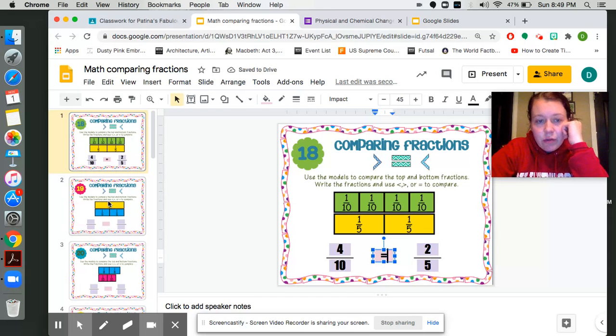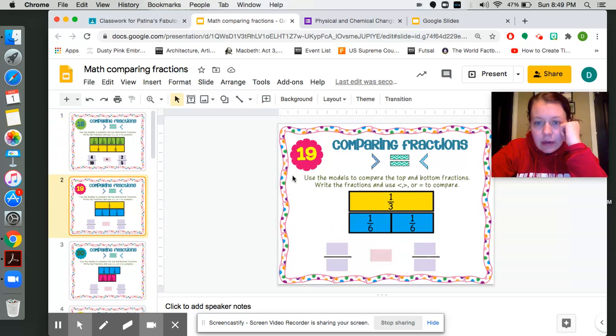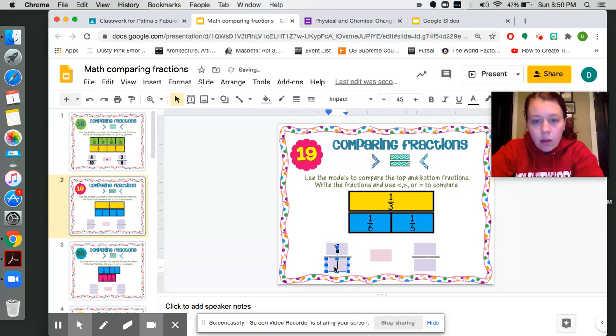Now I'm going to go down and I'm going to do number 19 as well. So the first fraction that I have is the fraction 1/3. The bottom is 2/6, because I have 1, 2 of them. And I'm also seeing that these fractions are equal.